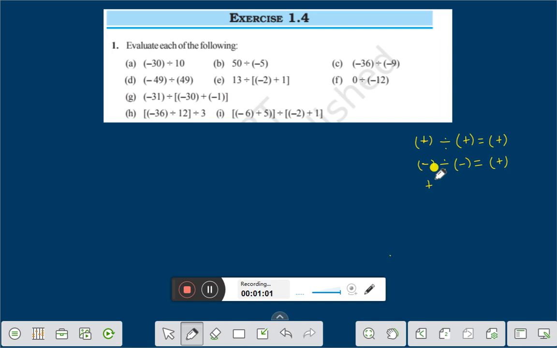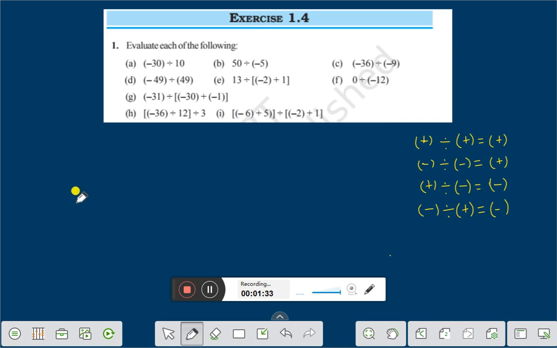Plus divided by minus, you'll get minus. Right? And minus divided by plus, in that case also you'll get minus sign. This you have to remember, right?